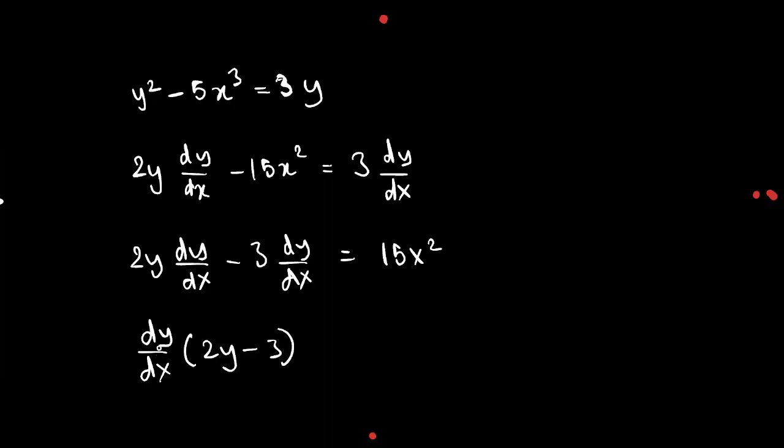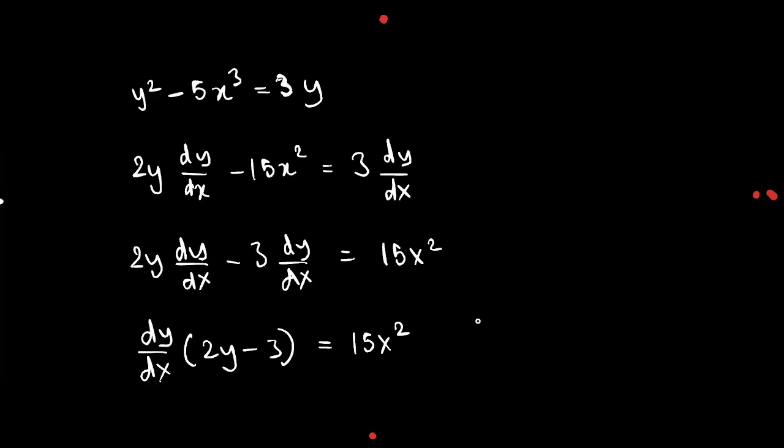If we multiply that out, we would end up with the same thing. So we factor out the dy dx. This is equal to 15x squared. Hopefully you see where we're going with this. Now we divide both sides by 2y minus 3. And if we do that, again, I'm running out of space, so let's do it over here.